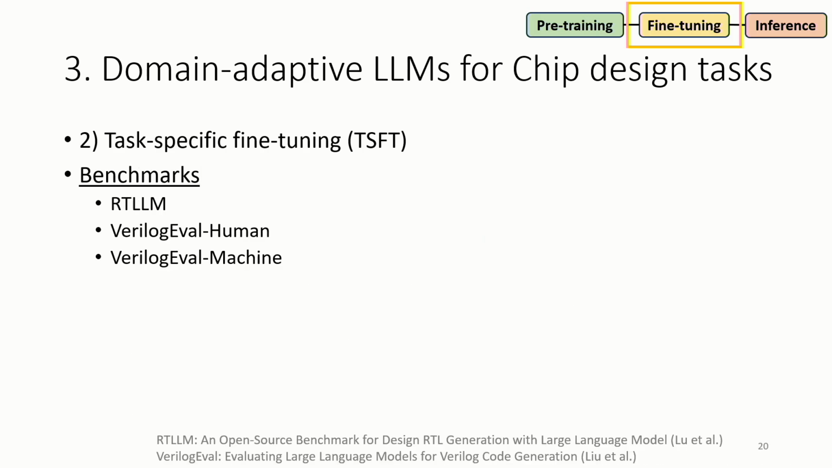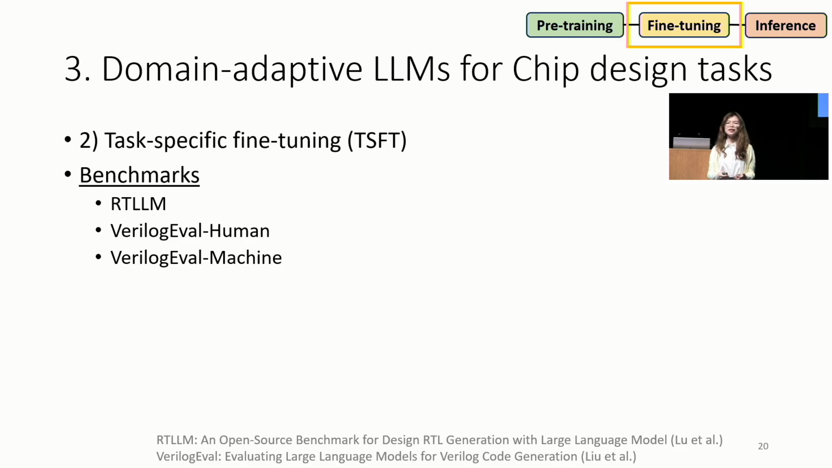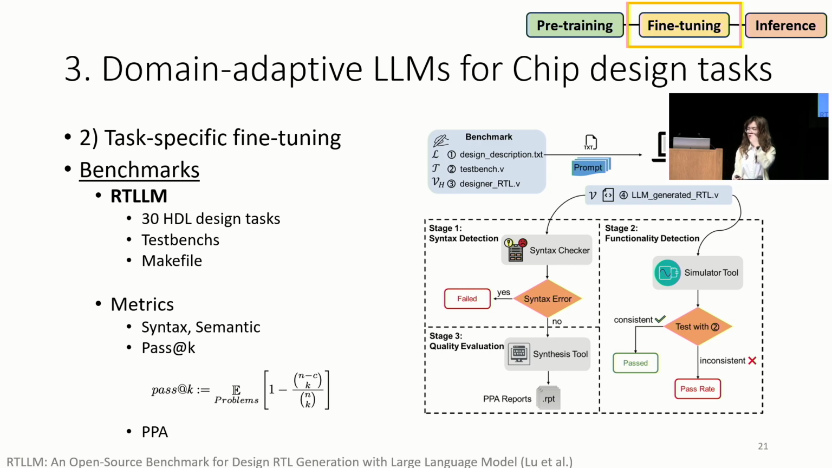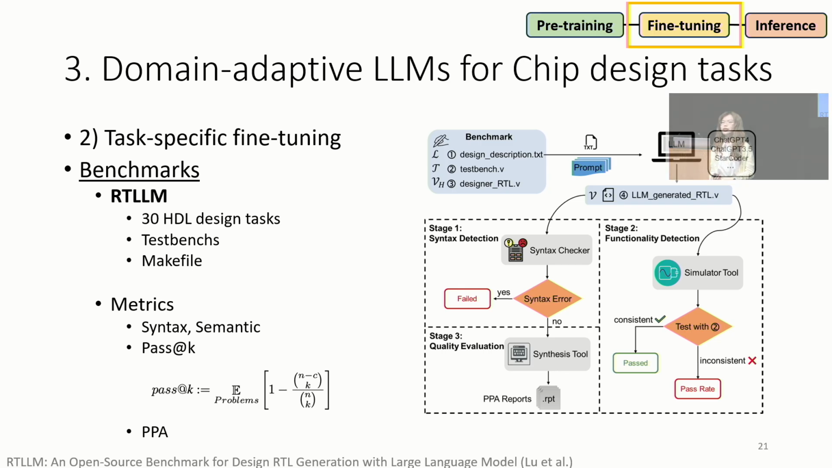After you prepare the data sets and fine-tune your model, another important thing is you need to have some benchmark to evaluate how your model works. Here I will introduce two benchmarks. The RTLLM and the VerilogEval are more for RTL code generation benchmarking. The RTLLM consists of 30 HDL design tasks. It also provides test benches for each of them and a makefile so you can automatically run the benchmarking. The right-hand side actually shows the flow of how it evaluates your RTL code generation.